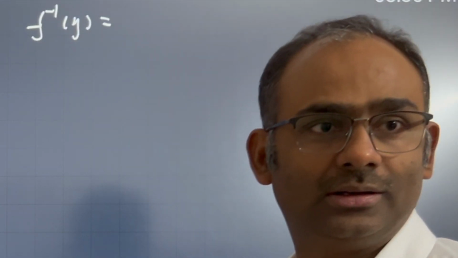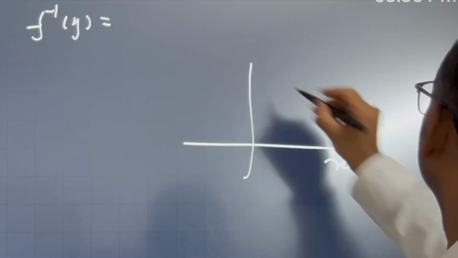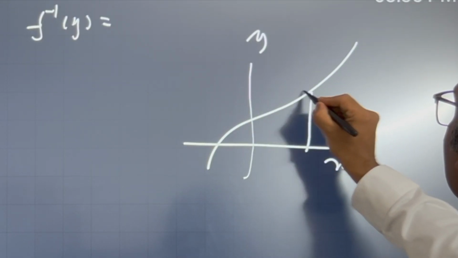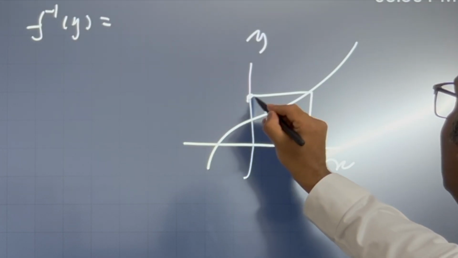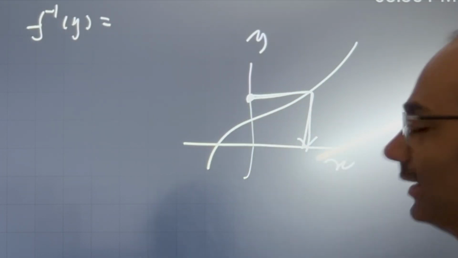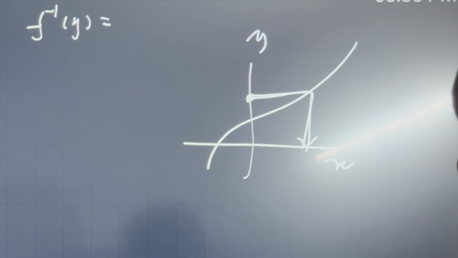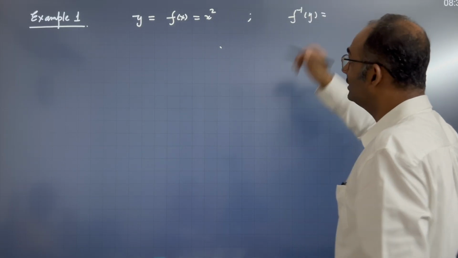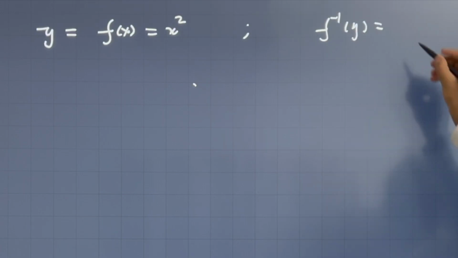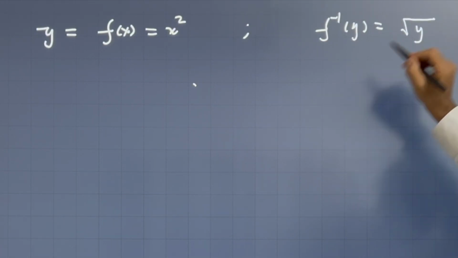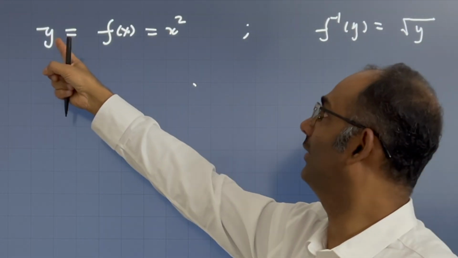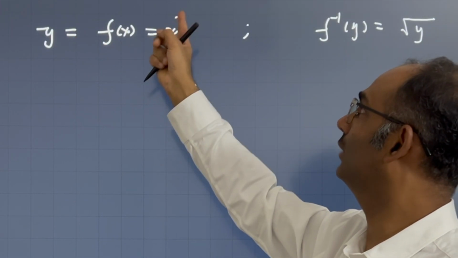Is it not clear? See here, x, y, right? Whatever curve you have, given a value of x, that's the value of y. But now we are asking, given the value of y, what's the value of x? So that is why your inverse function is a function of y. Okay, f inverse of y is? Square root of y. Is that all? No, there are two possibilities. You are solving y equal to x square, so x is plus minus root y.